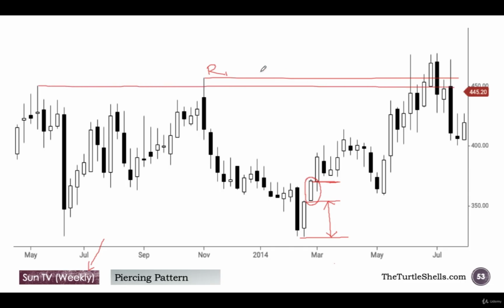That was our R1. That was our R2. This is R2. This is R1. So that's the resistance zone. So if we buy here, if we take a long position here, that's our risk. This is our risk, and that's our reward.